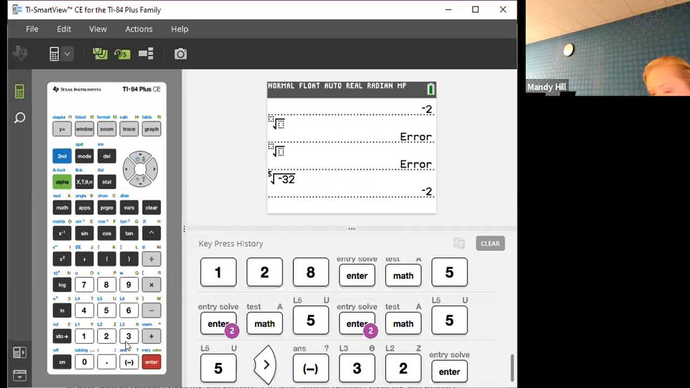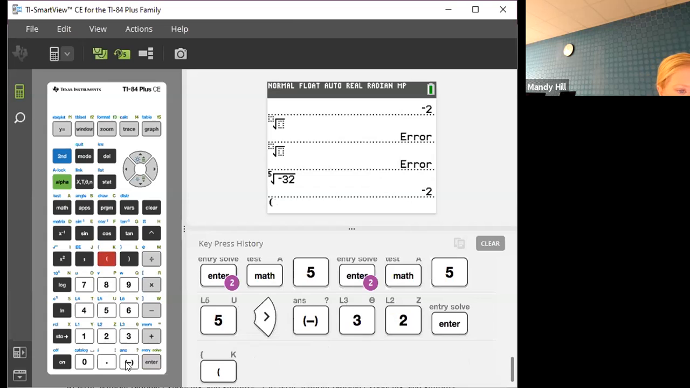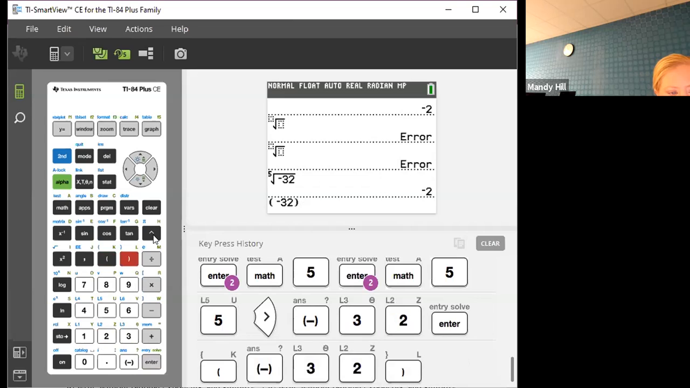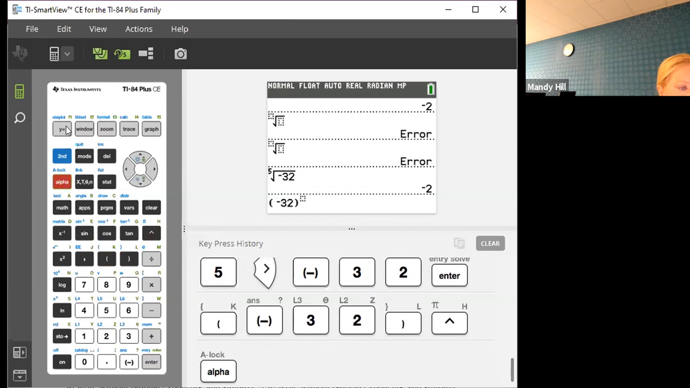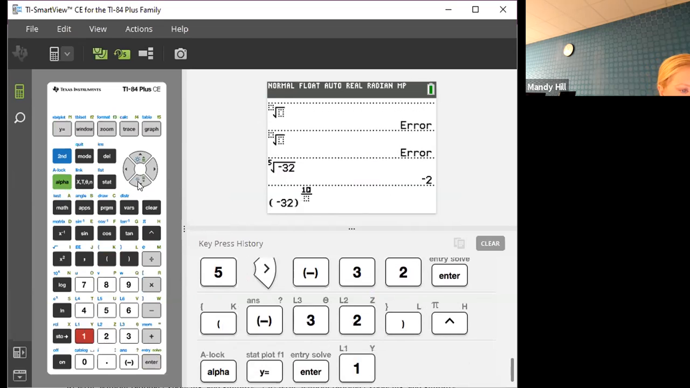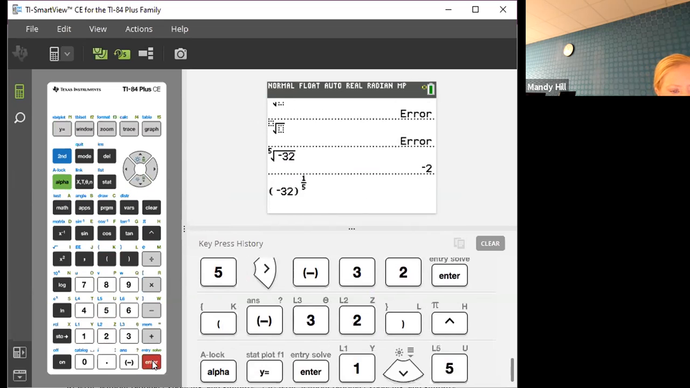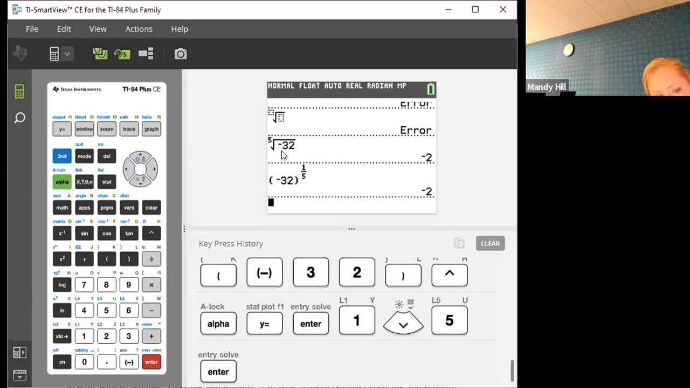Another way to write that is, if you do negative 32 and then the exponent, if you want to write the 5th root, you can type that in as a fraction, and it would be 1 over 5. And you would get the same answer. Okay, they're both negative 2. These two things mean the exact same thing.